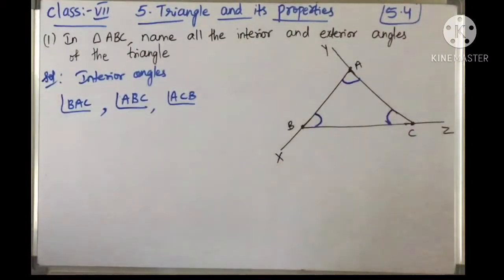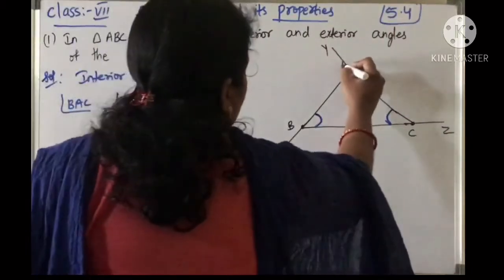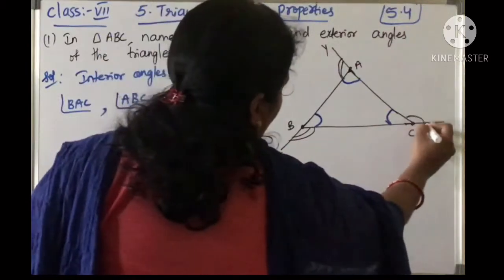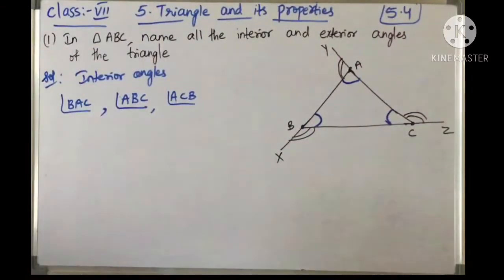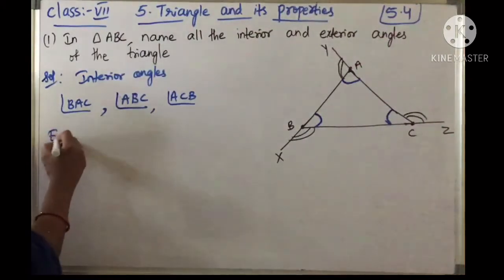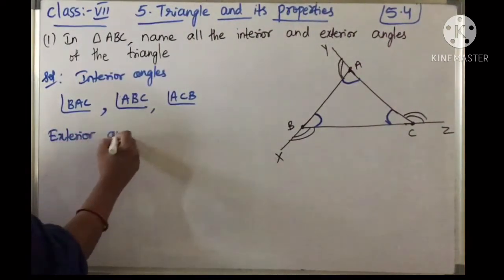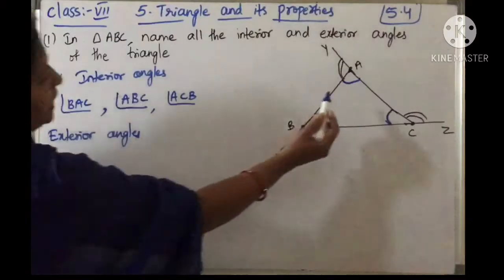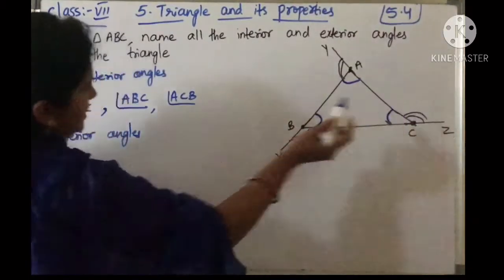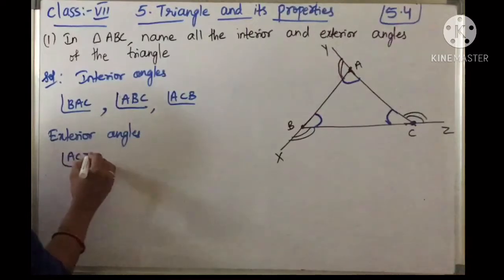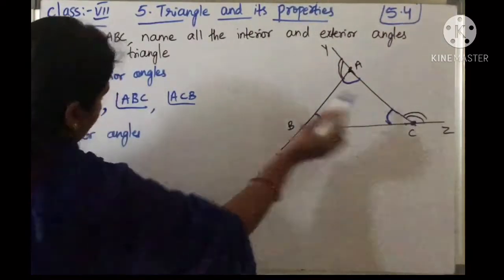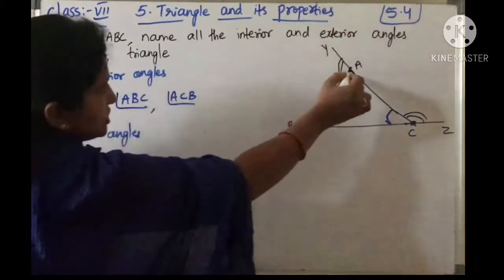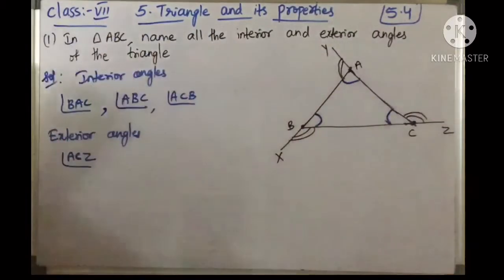Now coming to exterior angles. What are exterior angles here? If you see, these are exterior angles. So these are exterior. Now how do you write the exterior angles? If you see this, when you take this C, you can write ACZ. Here I am writing C in the middle, so ACZ is an exterior angle.